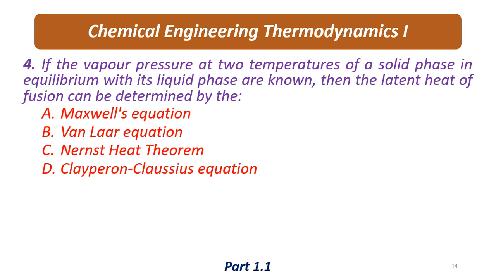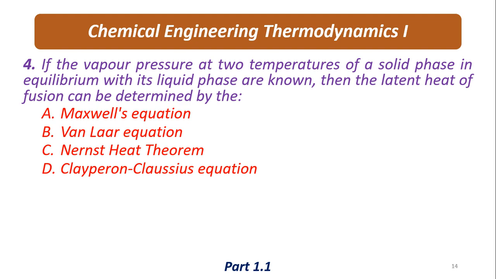Actually, in thermodynamics there are different types of equations, especially in thermodynamics 1 as well as in thermodynamics 2. There are the Maxwell equations, which are the four important Maxwell relations, the Vallar equation, which belongs to chemical engineering thermodynamics 2, the Nernst heat theorem, and the Clapeyron equation. So from this choice, which one is correct?